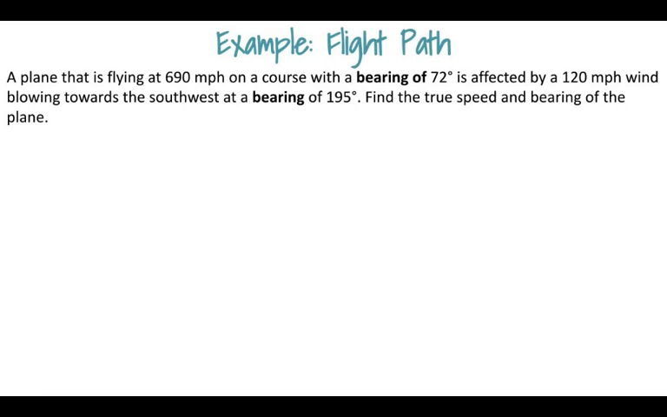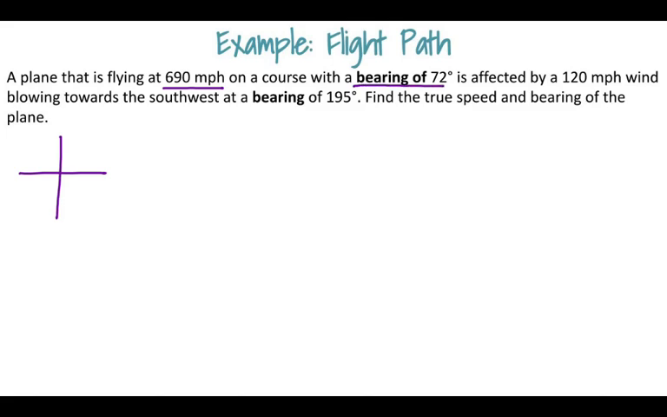So in order to solve this particular question, what we need to do is find the vector that represents the plane, as well as a vector that represents the wind. In order to do that, I'm going to start by sketching a vector diagram so I can fully understand what is happening here. So a plane is flying at 690 miles per hour. This represents the magnitude of the plane vector, and it is flying at a bearing of 72 degrees.